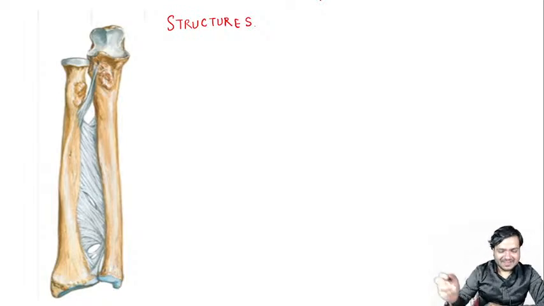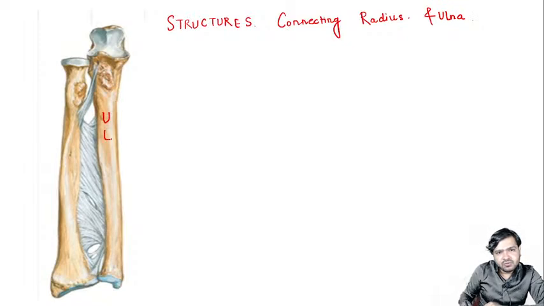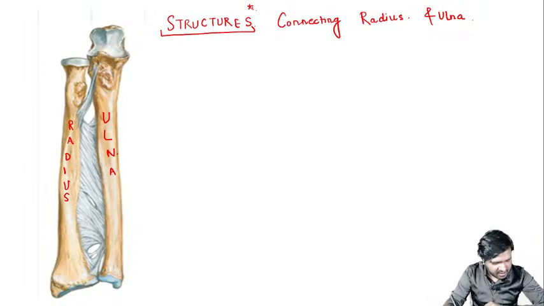Anyways, so structures connecting radius and ulna. So you can very well see this is the ulna bone. And this is the radius bone. And there are some structures which are connecting both the bones. Which are connecting both the bones, the radius and the ulna.